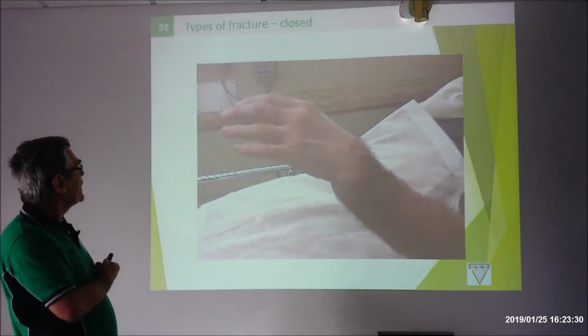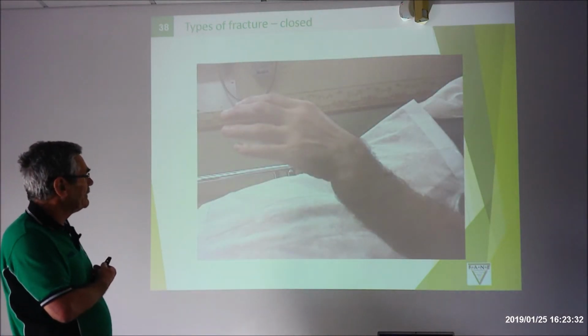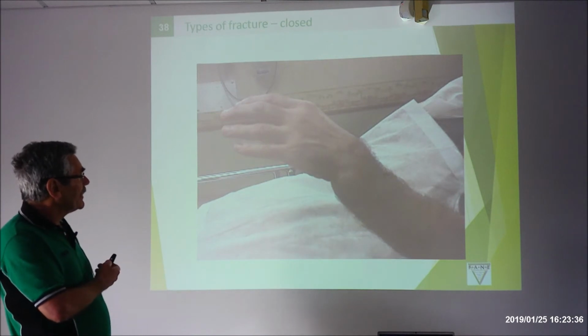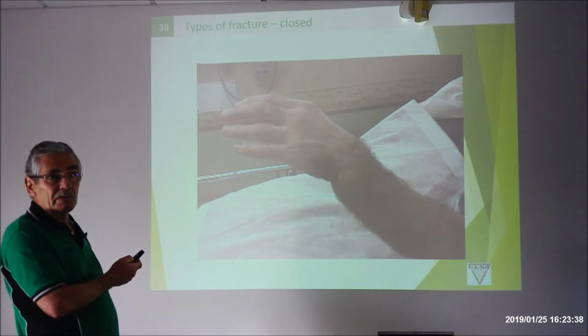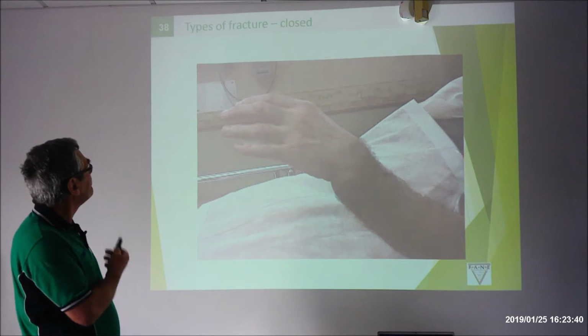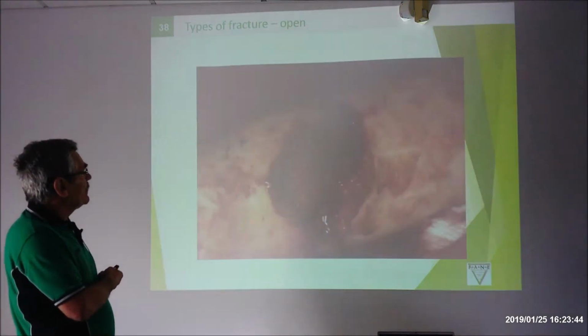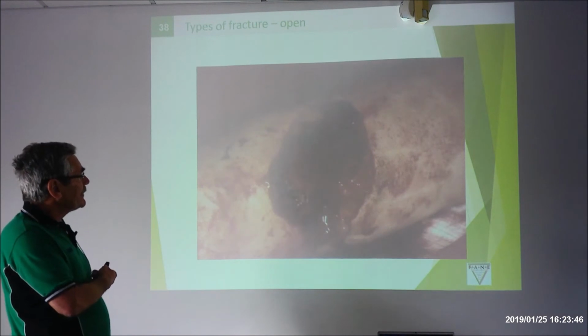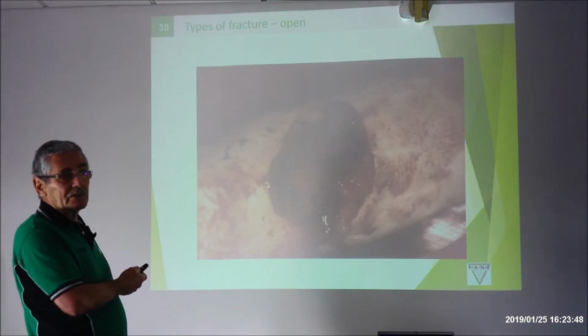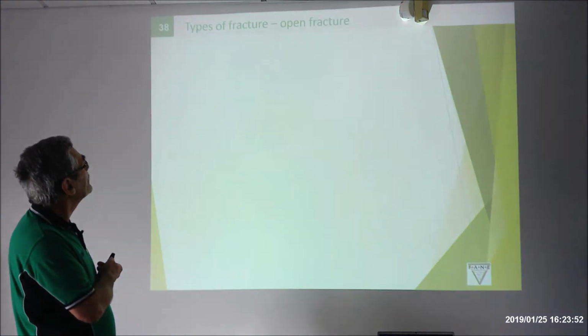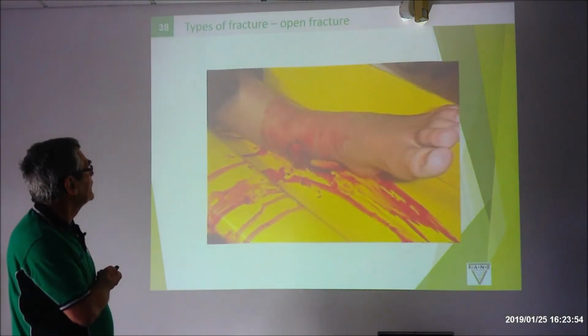So a closed fracture, what would you say? Basically swelling and everything, but as you can see, the bone has not penetrated through the skin. An open fracture, what would you say with the open fracture? You'd say the bone is actually sticking through the skin. So there are various types of open fractures.